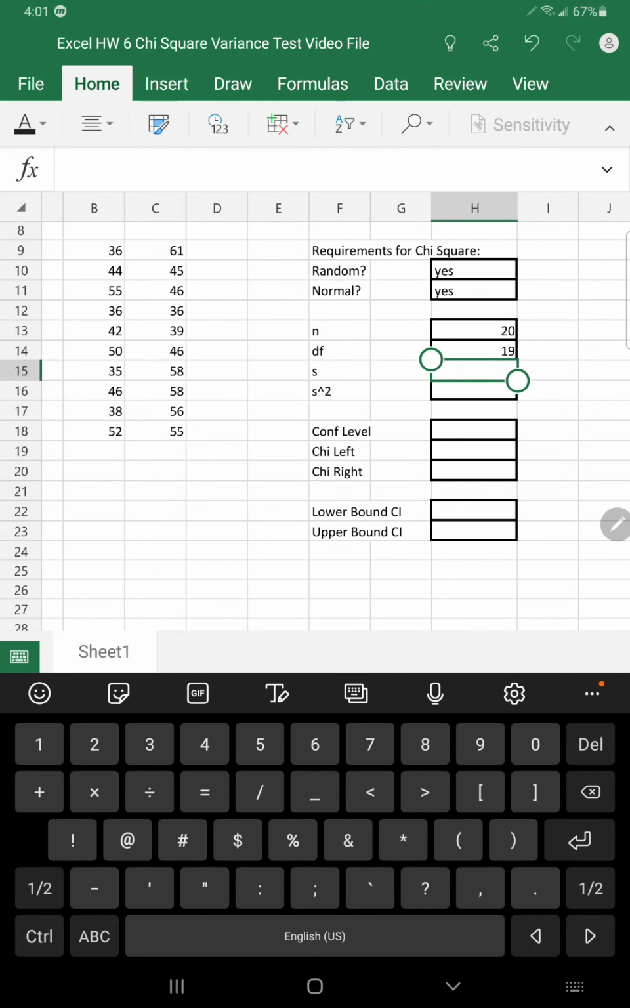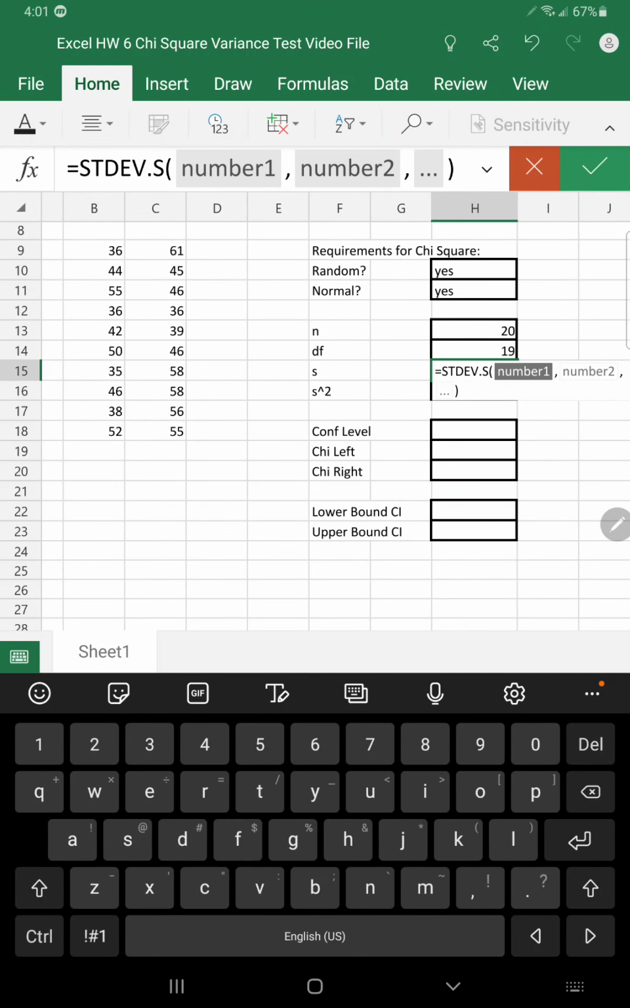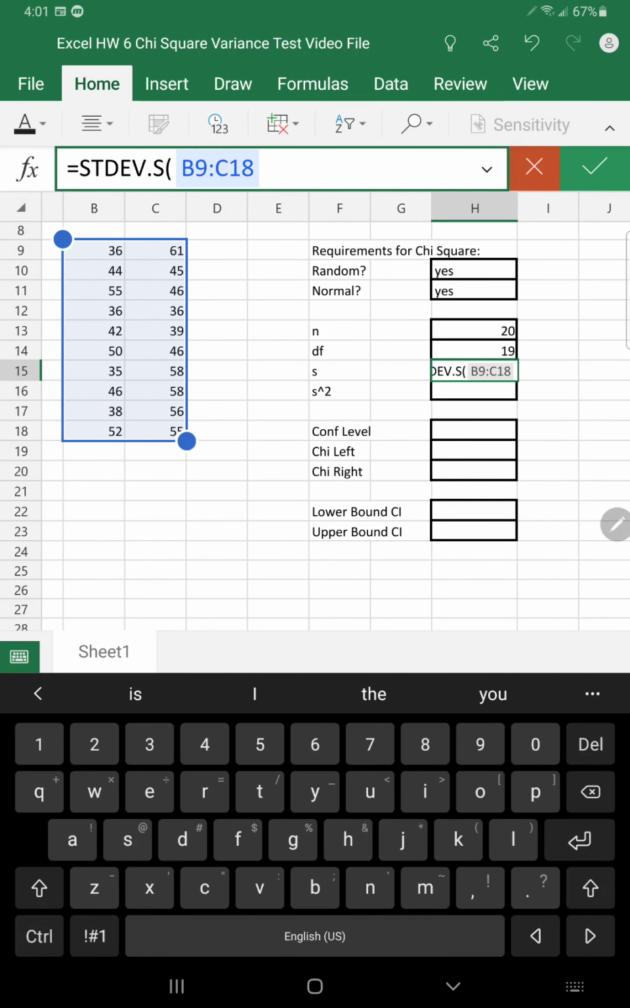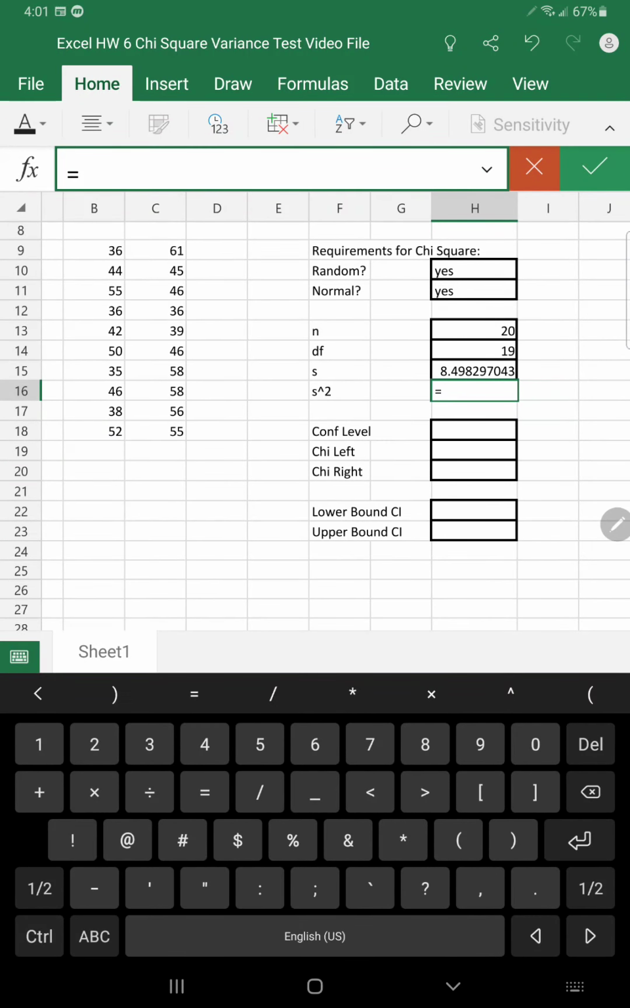Then we need to know the sample standard deviation. We'll let Excel do that for us. So we'll take the standard deviation that belongs to the sample, and we'll highlight the range of numbers and close your parentheses after that. Click OK. And so our sample standard deviation is 8.49829. Okay. All right, now we need to know the standard deviation squared, so we'll also let Excel calculate that for us. There's the standard deviation, and we want to square that.